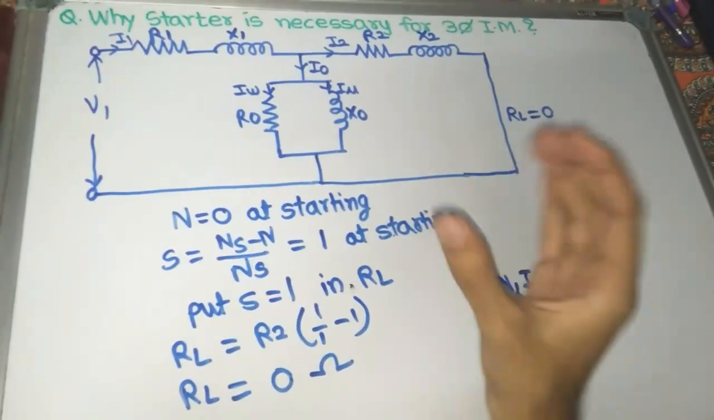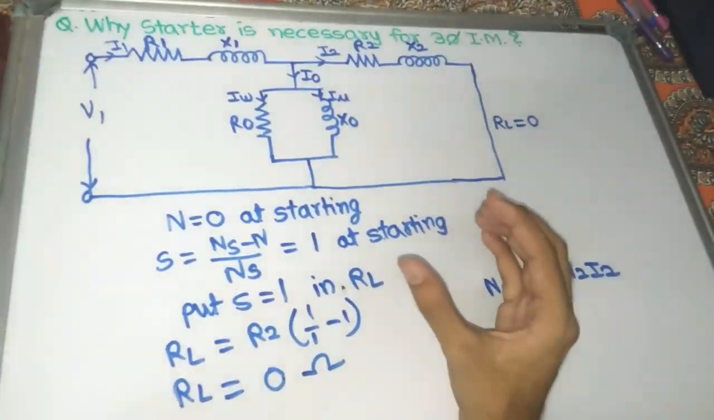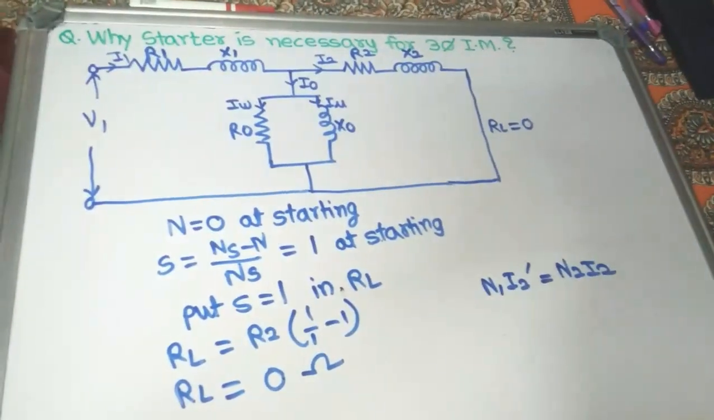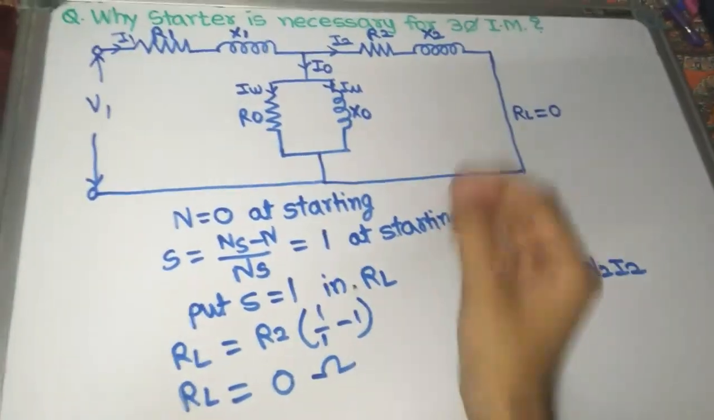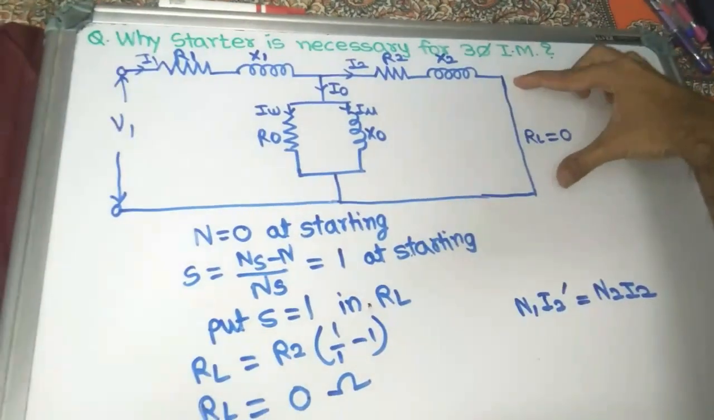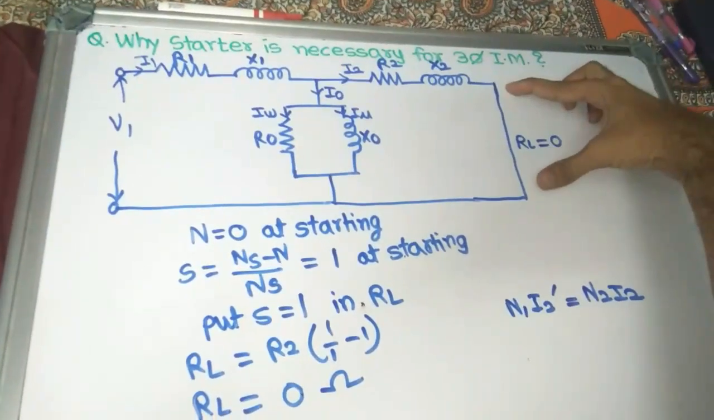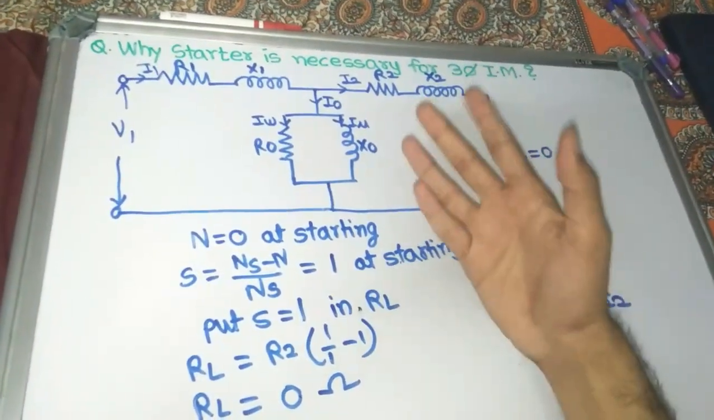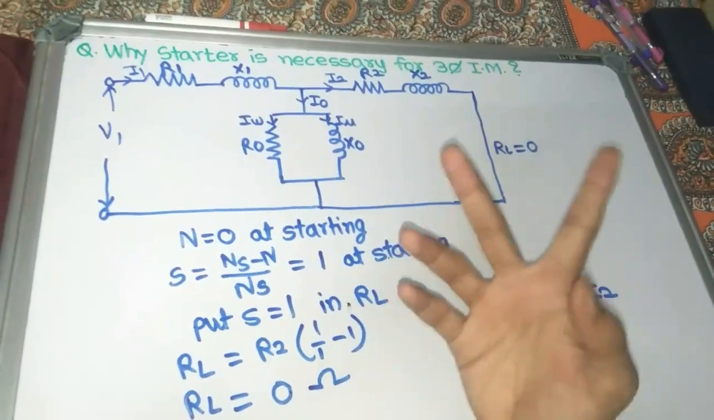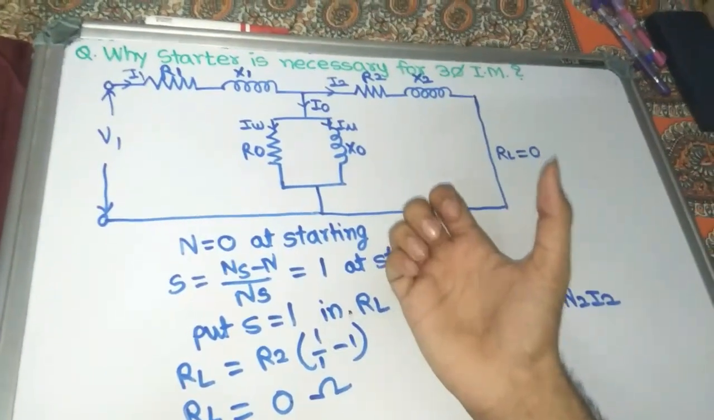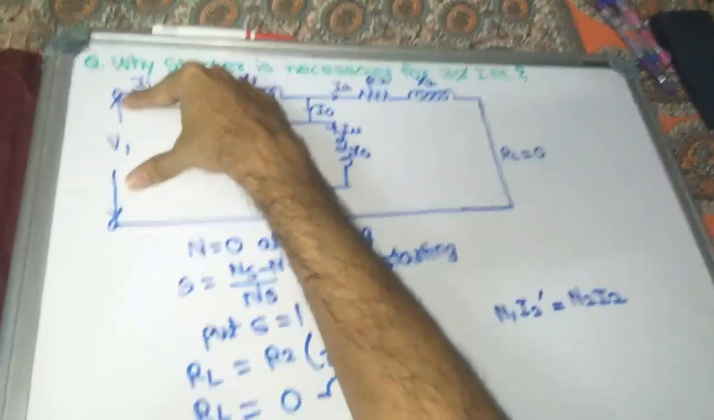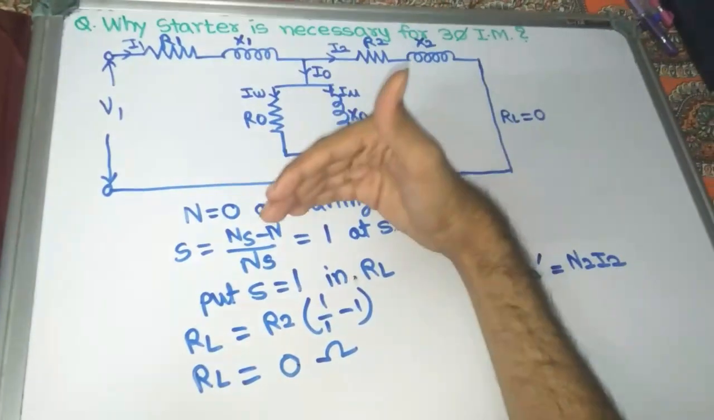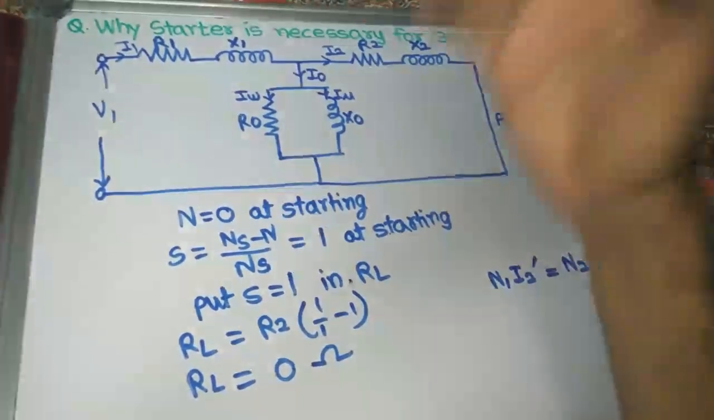So to limit very high currents in the short circuit condition, meaning at the starting condition, starters are used for induction motors. Generally the starting current of an induction motor, when the rotor is short circuited at the starting instant, is 5 to 7 times the full load current if the full supply voltage is applied to the stator.